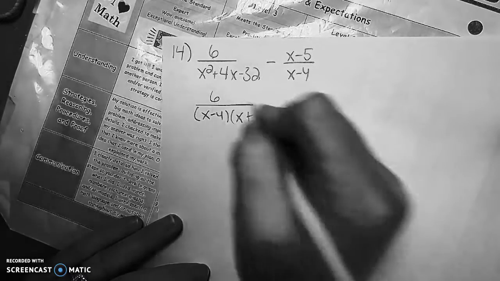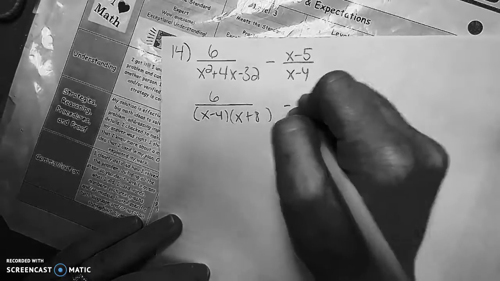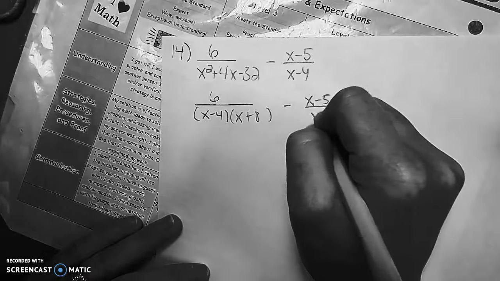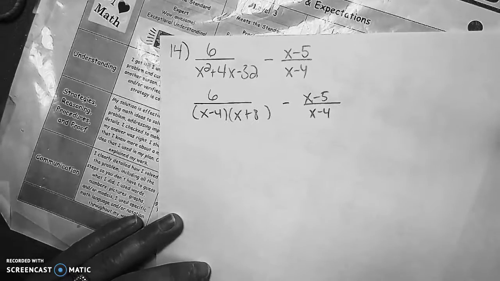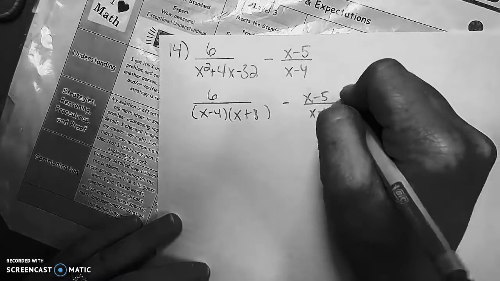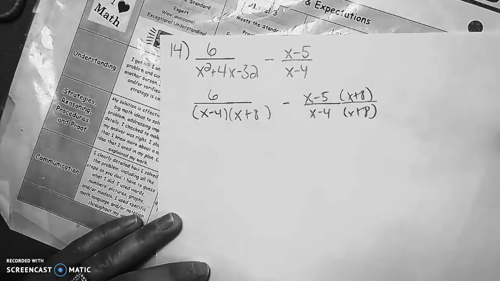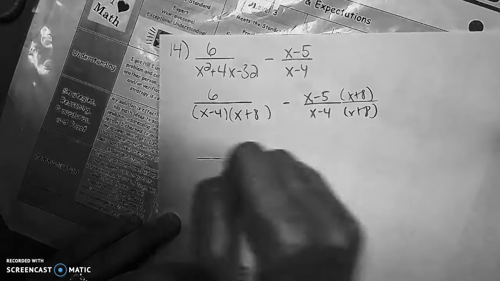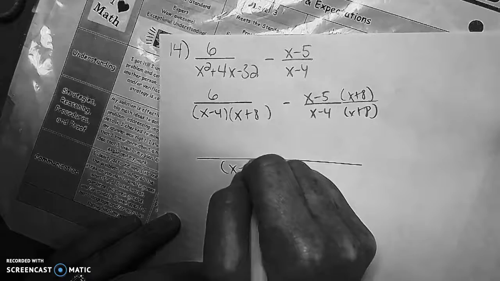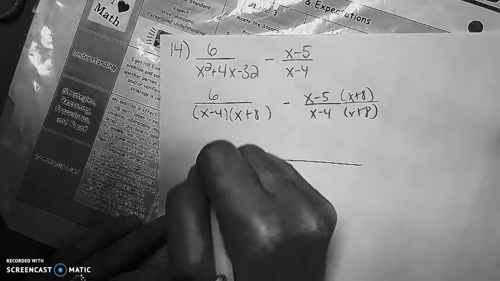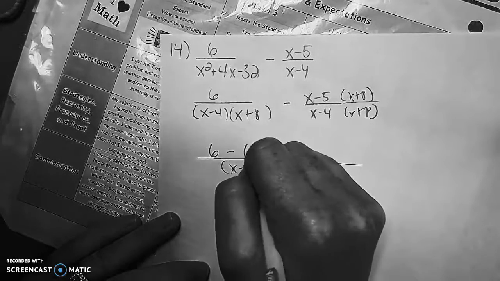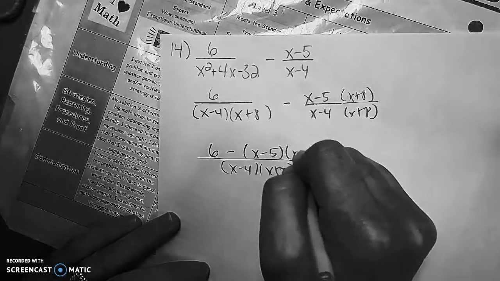So x minus 4, x plus 8. And I can see that my common denominator will be x minus 4, x plus 8. So that just means my second fraction needs to be multiplied by x plus 8 over x plus 8. I now have a common denominator. And then I'm going to go ahead and be very careful about this negative sign.